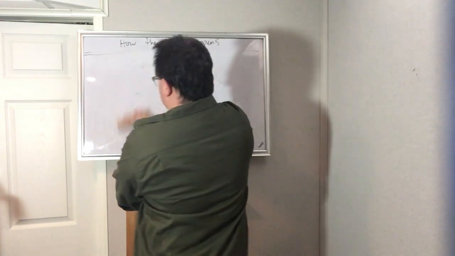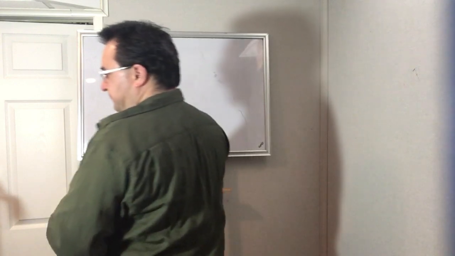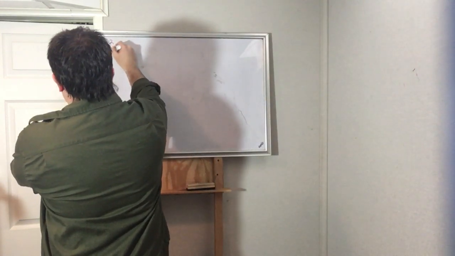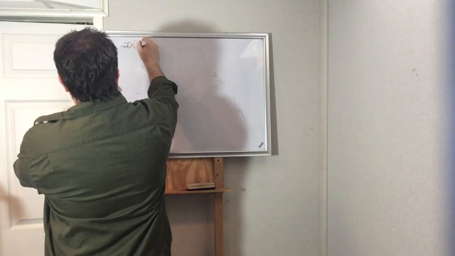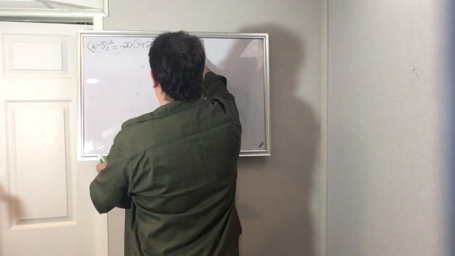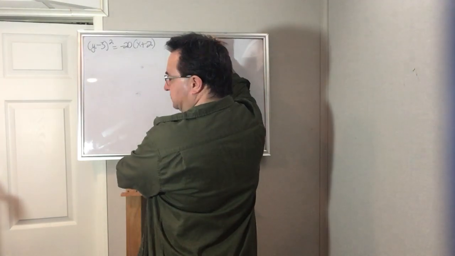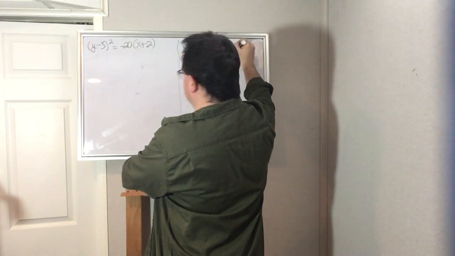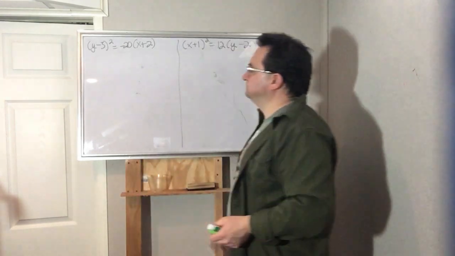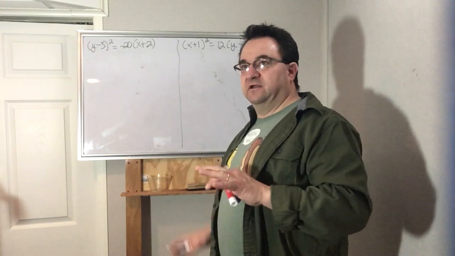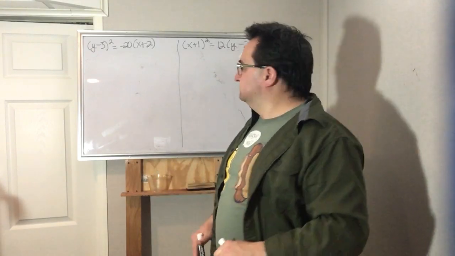Let's see if I can fit two examples at a time. All right, let's do (y minus 3) squared equals minus 20 times (x plus 2), and (x plus 1) squared equals 12 times (y minus 2). Now when I look at this, the first thing I like to get out of the way is which way does this open? Horizontally opened, y squared.